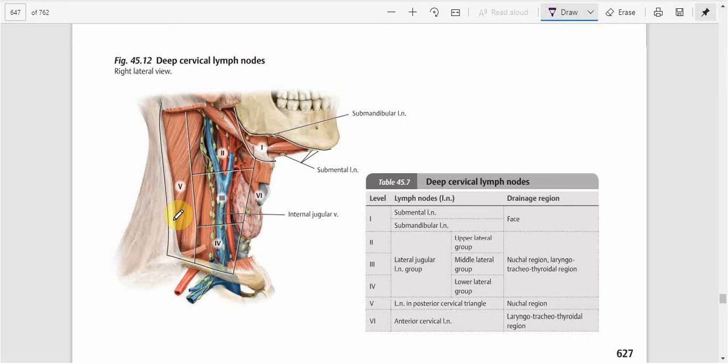Now the submental and the submandibular nodes. The submental nodes, they lie deep to the chin. This is the chin, deep to it, and these drain the lymph from the tip of the tongue and the anterior part of the floor of the mouth. So the floor of the mouth is basically formed by the mylohyoid muscle, so the anterior part of it and the tip of the tongue, because this is also located at the tip of the chin, so that does make sense. They basically drain over here.